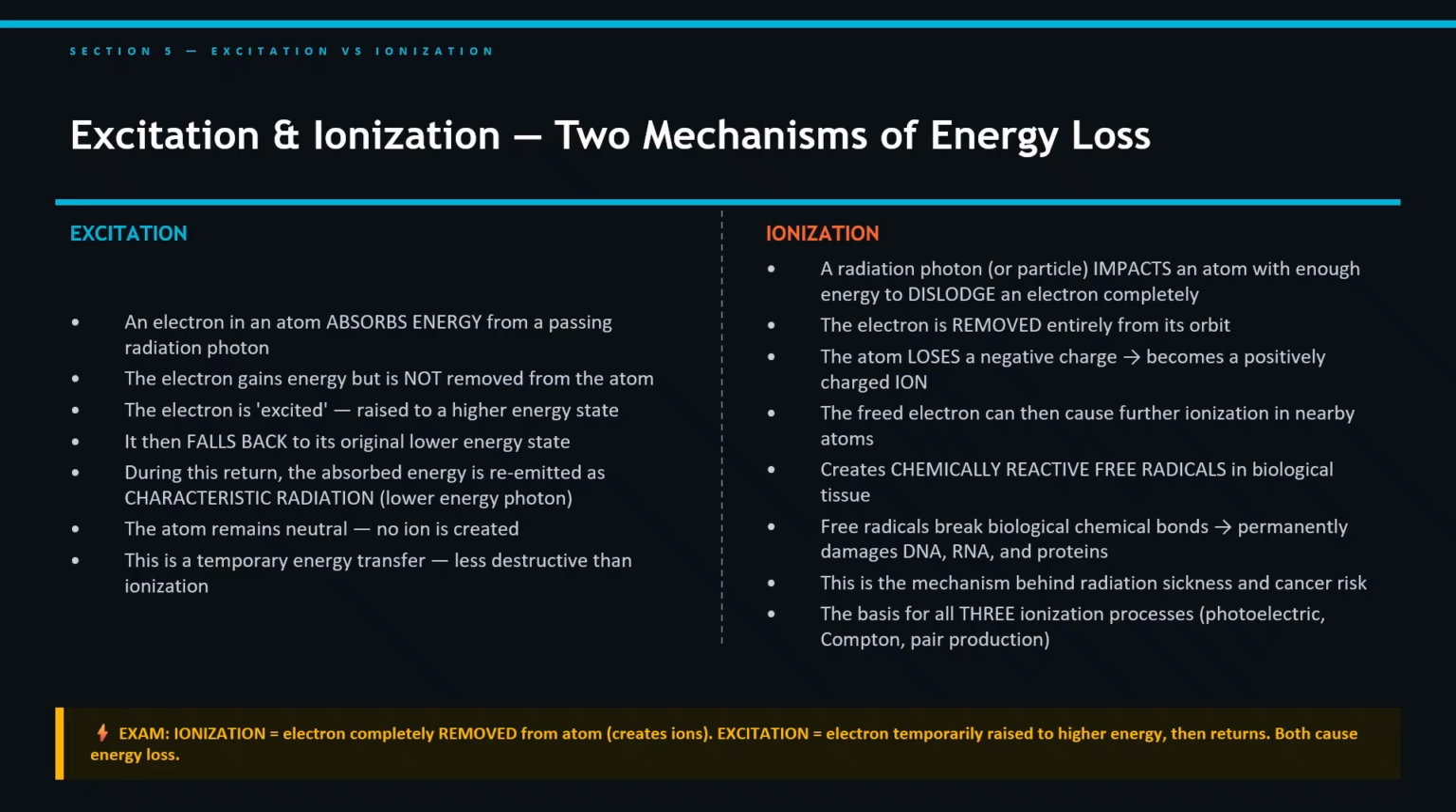Ionization is more significant from a radiation protection perspective. Here, sufficient energy is transferred to remove an electron completely from the atom. The atom is now positively charged because it has lost a negative electron. The released electron can then interact with other atoms and create additional ionization. In biological tissue, these interactions can produce chemically reactive species and free radicals, which can damage cellular structures including DNA. This is the fundamental reason ionizing radiation is biologically hazardous.